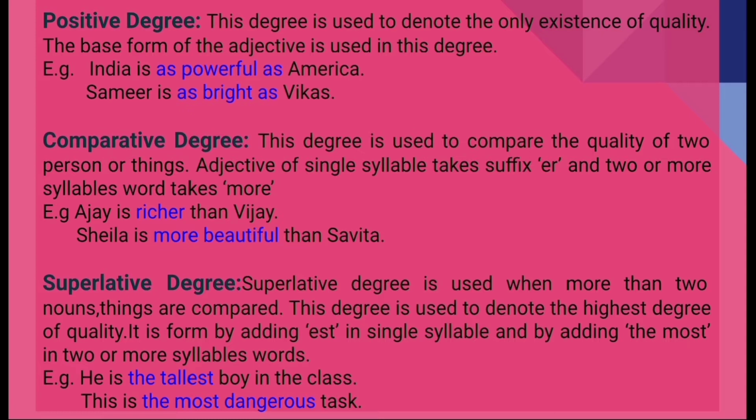Then our third one is the superlative degree. The superlative degree is used when more than two nouns or things are compared. This degree is used to denote the highest degree of quality. It is formed by adding est to single syllable words and by adding the most to words of two or more syllables. For example, he is the tallest boy in the class. So the tallest. And the next one, this is the most dangerous. The most dangerous and the tallest. These are our superlative degree forms.